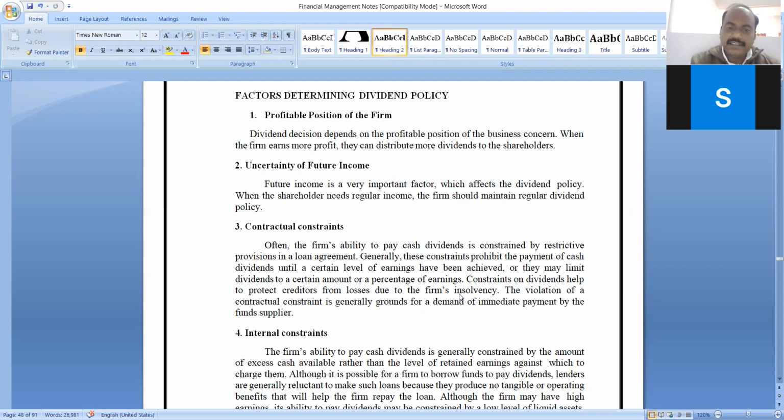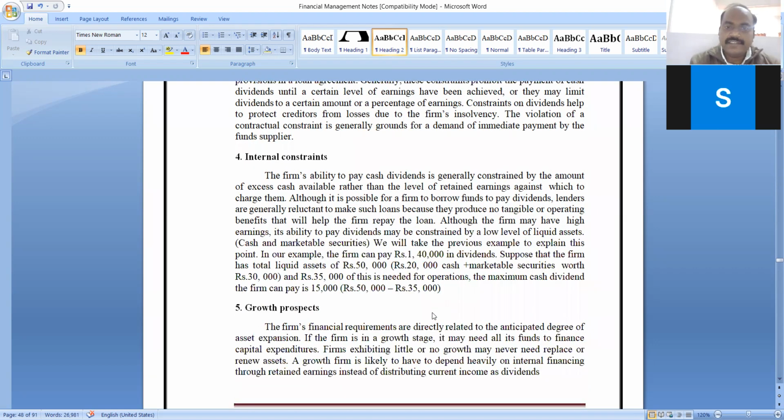And the next one is internal constraints. The firm's ability to pay cash dividends is generally constrained by the amount of excess cash available rather than the level of retained earnings against which to charge them. Since it is a borrowed fund, as a lender we will be thinking that since it is a loan, we have to pay interest on it, because a certain interest rate is to be paid to the debt holders.